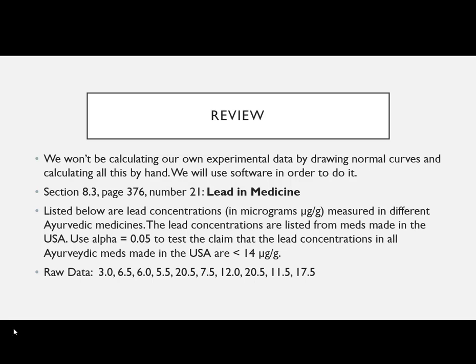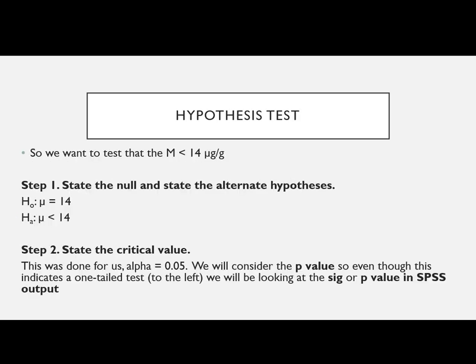We're going to use alpha is equal to 0.05 to test the claim that the lead concentrations in all Ayurvedic meds made in the US are less than 14 micrograms. So let's do our hypothesis test. We want to test that the mean is less than 14 micrograms. So we state the null and state the alternate. Step 1. The null is that the mean is equal to 14 micrograms, and the alternate is that the mean is less than 14 micrograms.